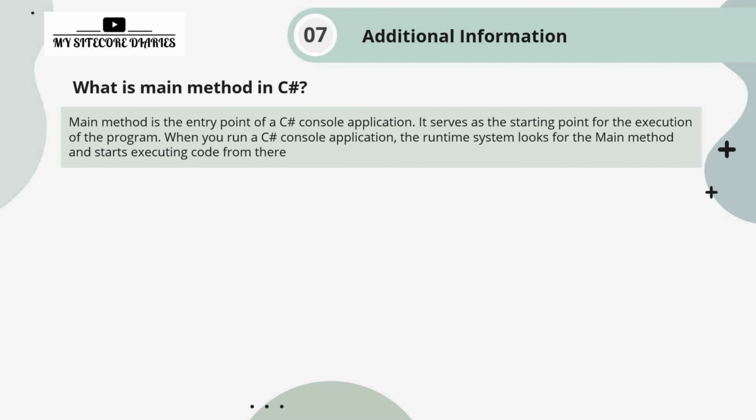When you run a C# console application, the runtime system looks for the main method and starts executing code from there.